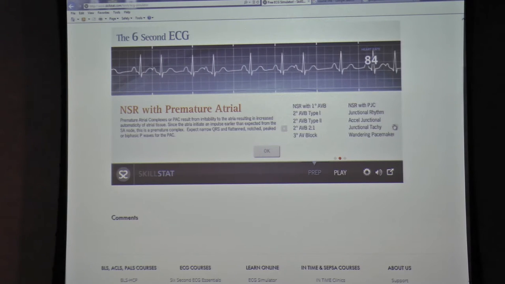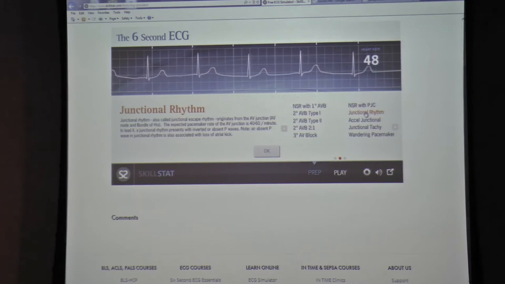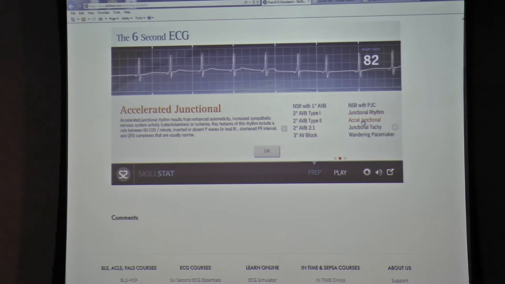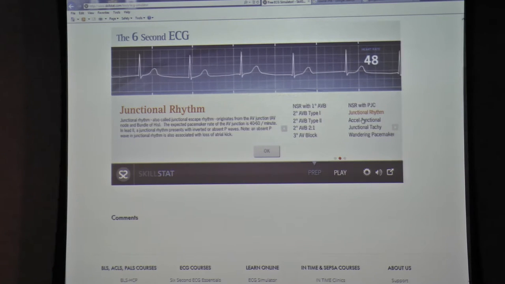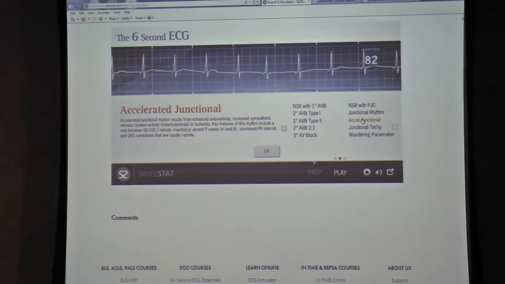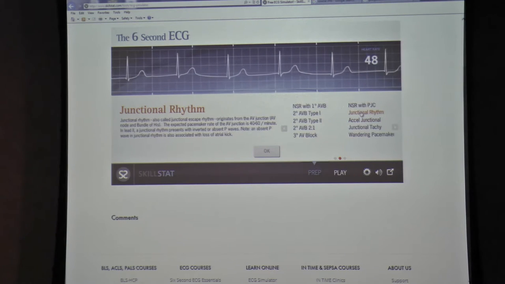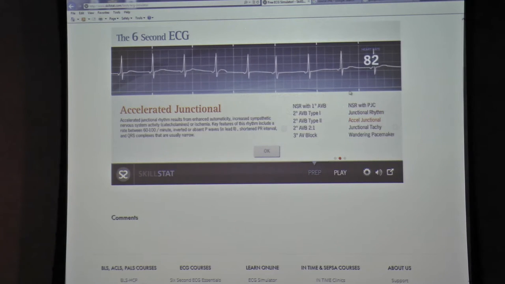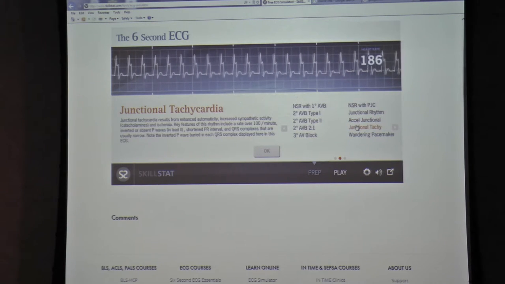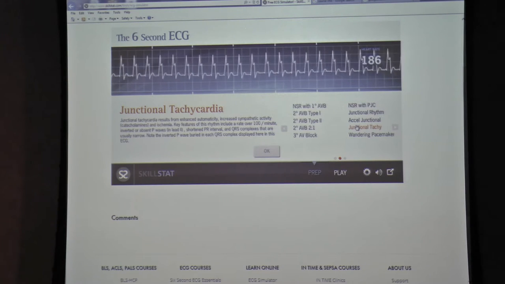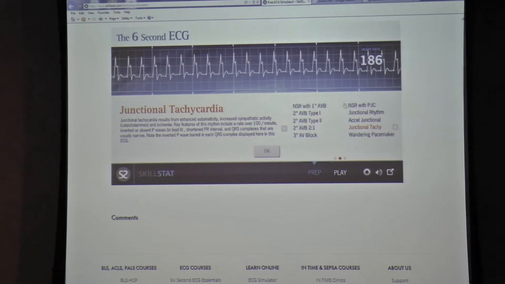Trying to think what else. Well, we had our junctional rhythms. Okay, so again, bradycardia with no P wave, a little faster. So here, rate 40 to 60. Here, rate over 60, right? Because normally it should be 40 to 60. Now it's a little faster. And what do you notice about the P waves? They're inverted.